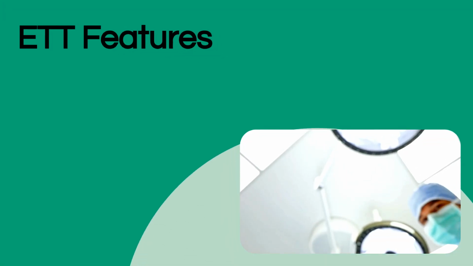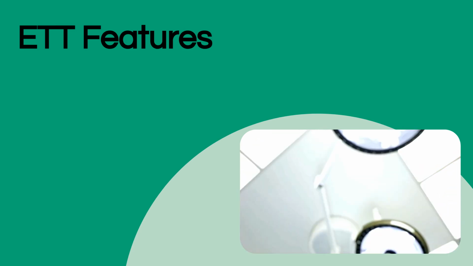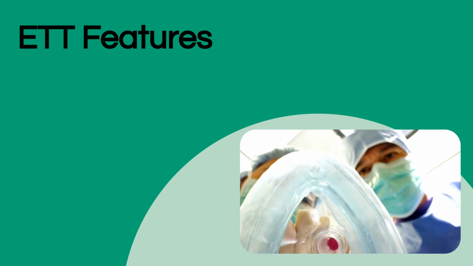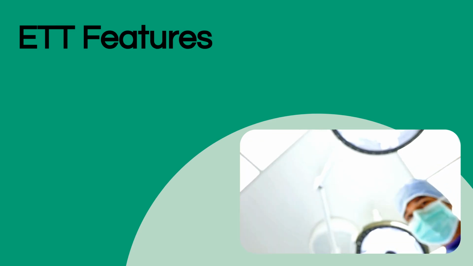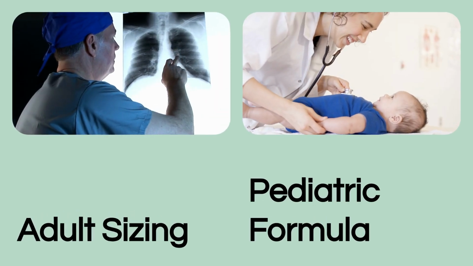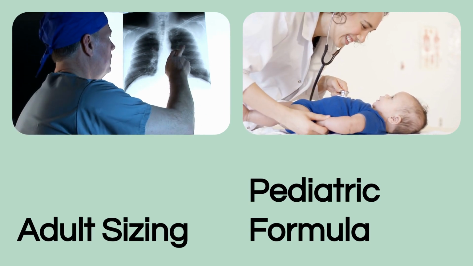Key features include Murphy's eye, a side opening to ensure airflow if the tip is blocked, and the cuff system, which seals the trachea to prevent aspiration. We prefer high-volume, low-pressure cuffs. Standard sizing includes 8.5 millimeters ID for adult males and 7.5 millimeters ID for adult females.